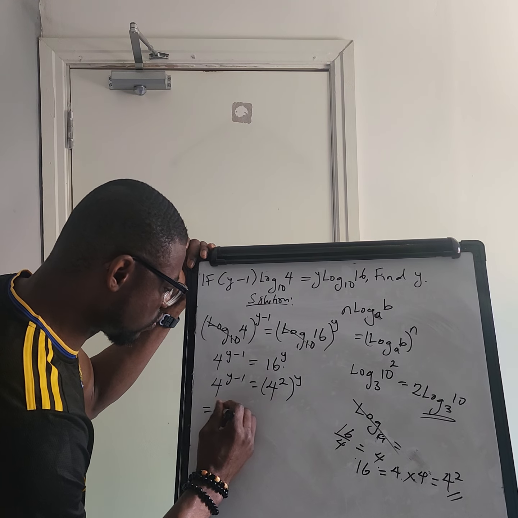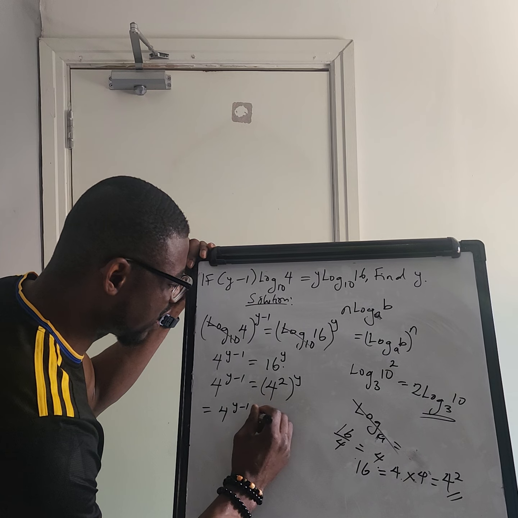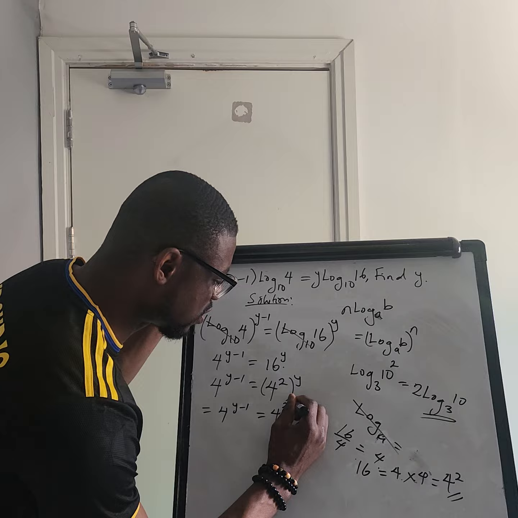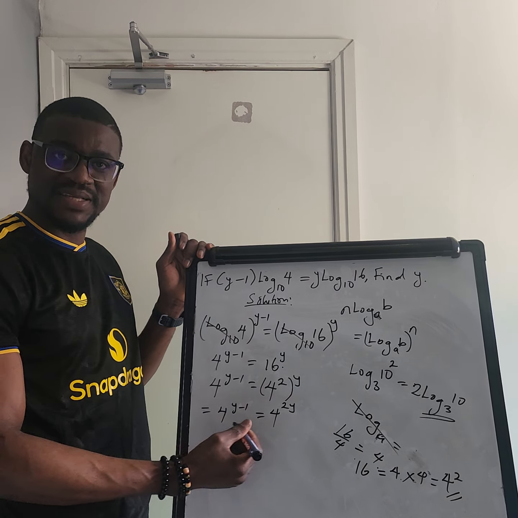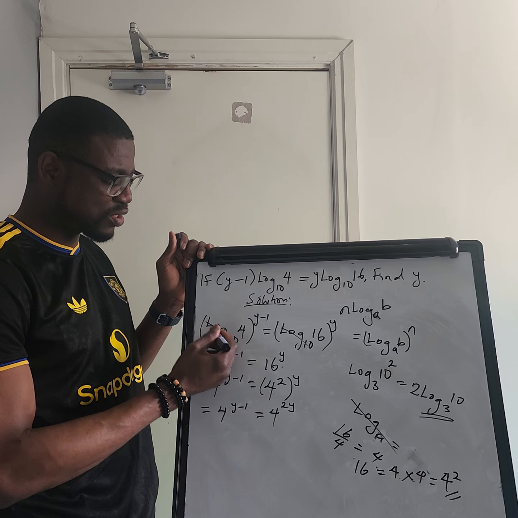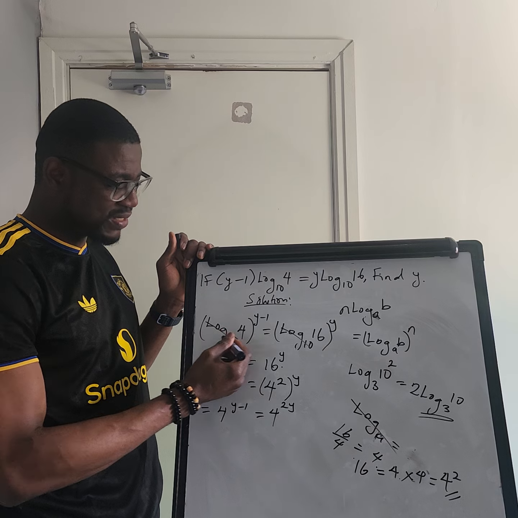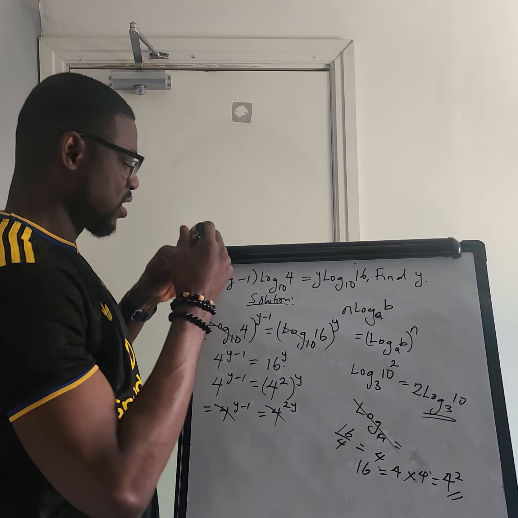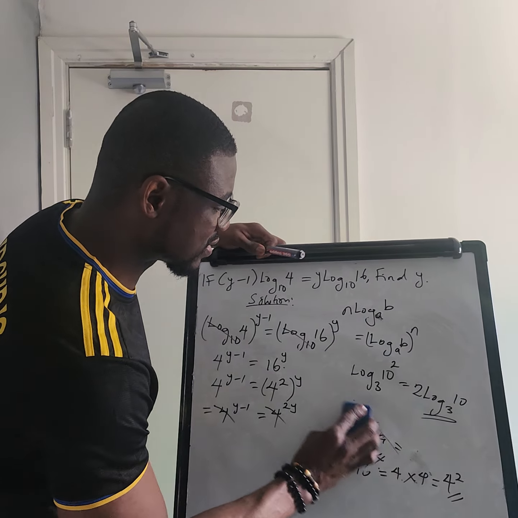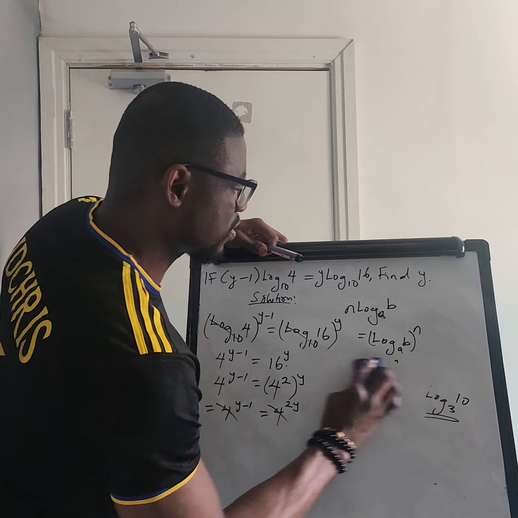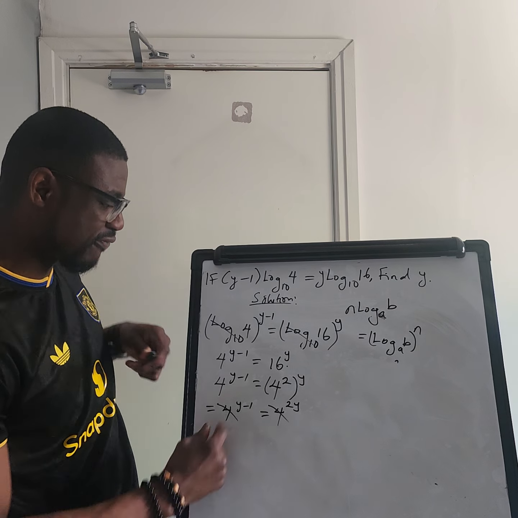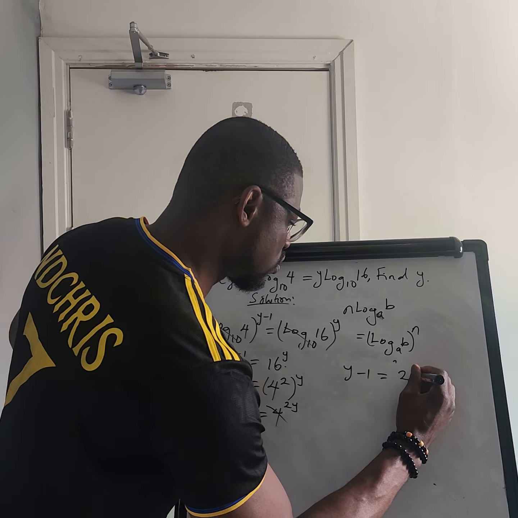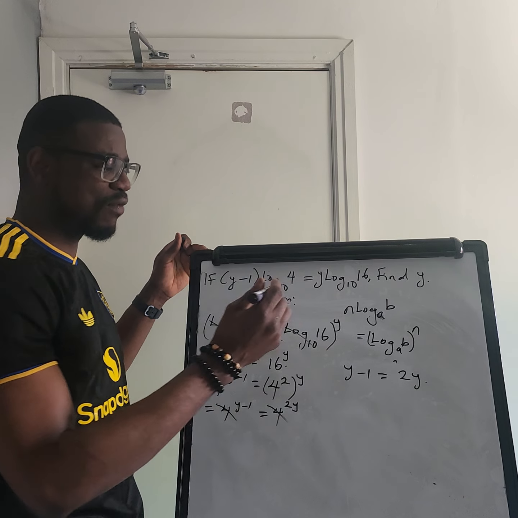This further reduces to 4 raised to power y minus 1 equals, multiply the powers, so we have 4 raised to 2 times y, 2y. The bases are now equal, just like as we did here when you cross out log base 10 and log base 10 here. You're going to cross out this 4 and this 4, and then equate the powers. So if you have cancelled out 4, we are left with y minus 1 equals 2y.